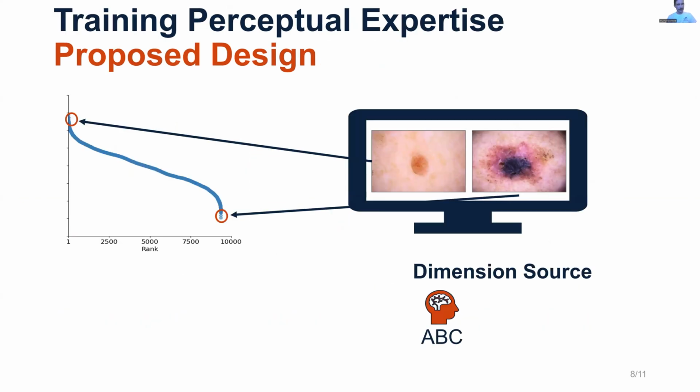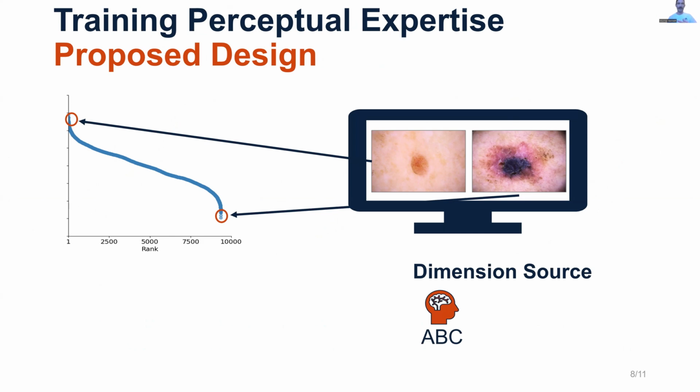And that's the future direction that we would like to go in here, is to attempt to train novices to start to use this perceptual information a bit more effectively. So in some proposed design here, one approach might be to train participant sensitivity along each of these ABC dimensions.